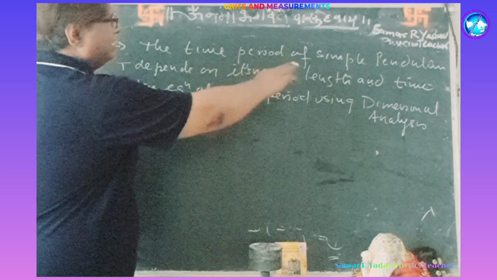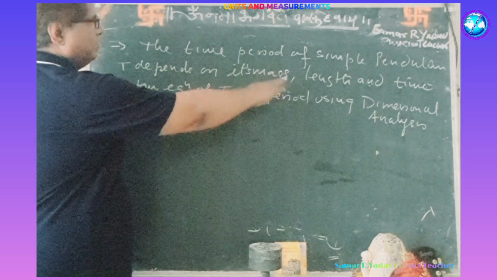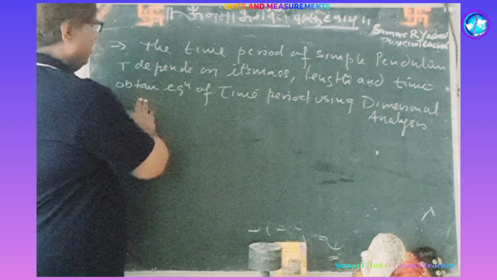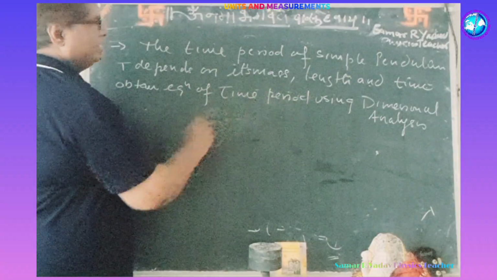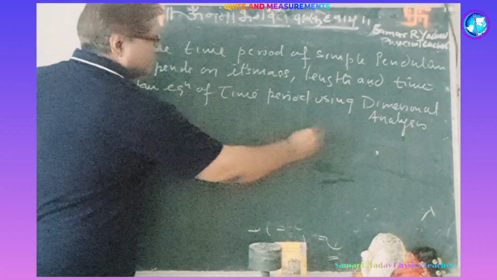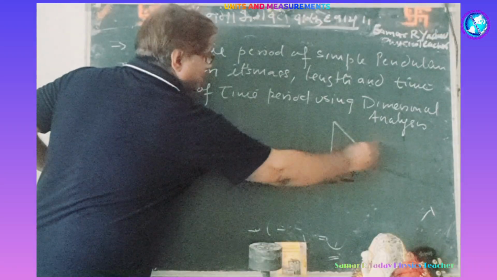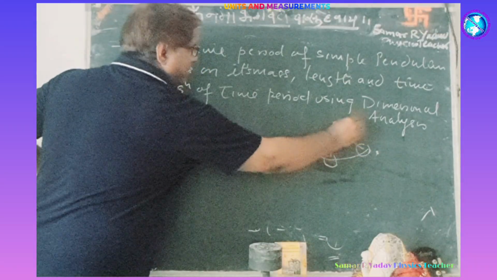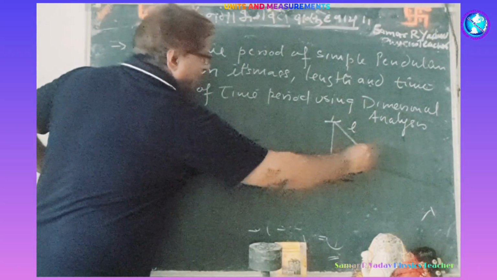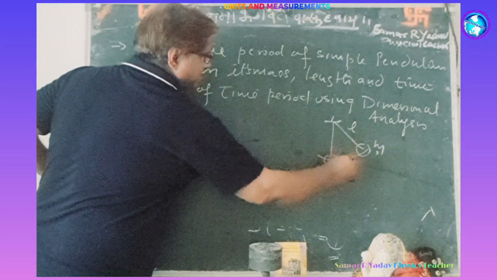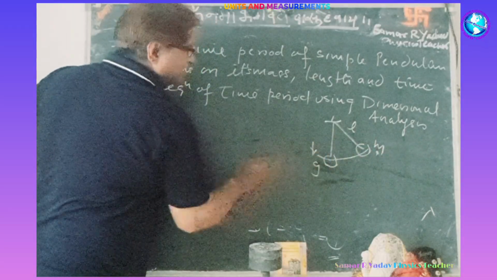The time period of the simple pendulum T depends on its mass, its length and acceleration due to gravity. Obtain the equation of time period using dimension analysis. Suppose this is a simple pendulum, and the length of the pendulum is L and the mass is m, and acceleration due to gravity acting in the downward direction is g.